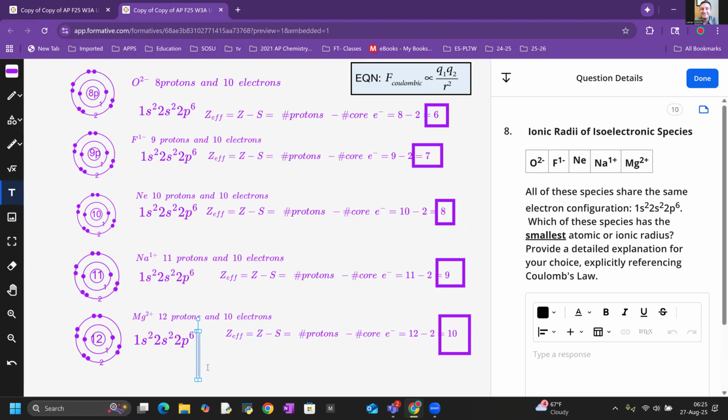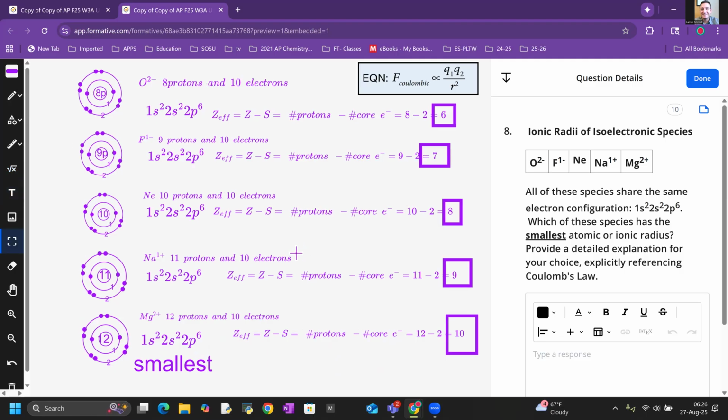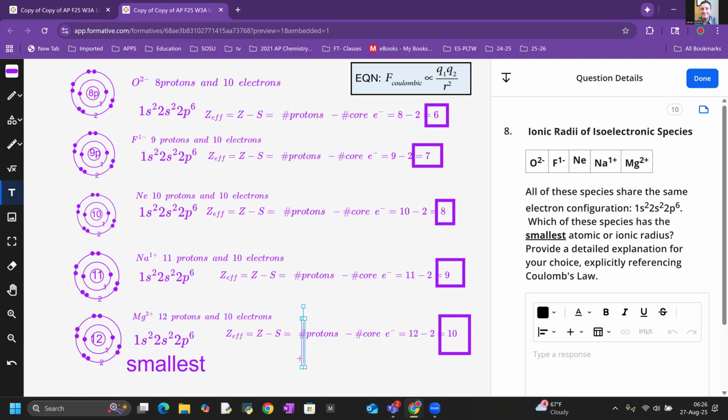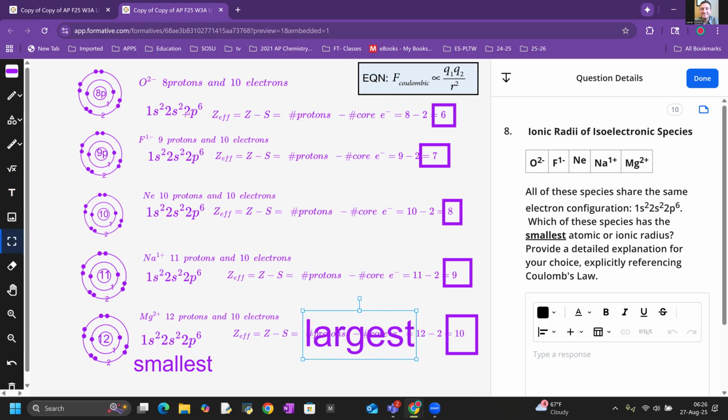So this would be the smallest. Why? Because it has the highest nuclear charge. Right? This is the smallest atom or smallest species. It's not an atom, it's an ion. And then this would be the largest. And obviously, I'm not having you show any work on this. This is just my lecture for this one question, to help you gauge how to answer this question. All right, and so that's what we have there.